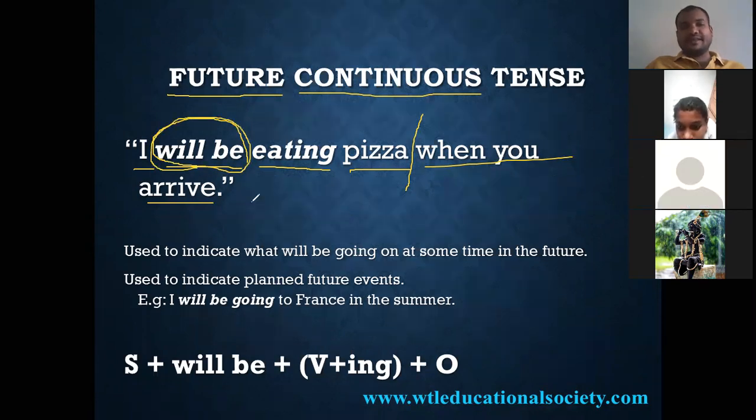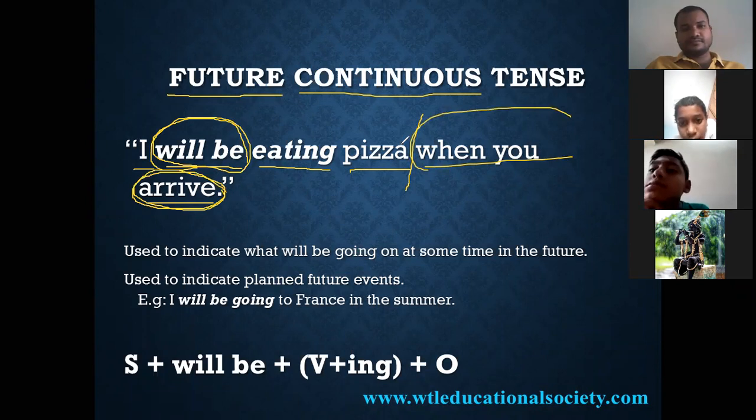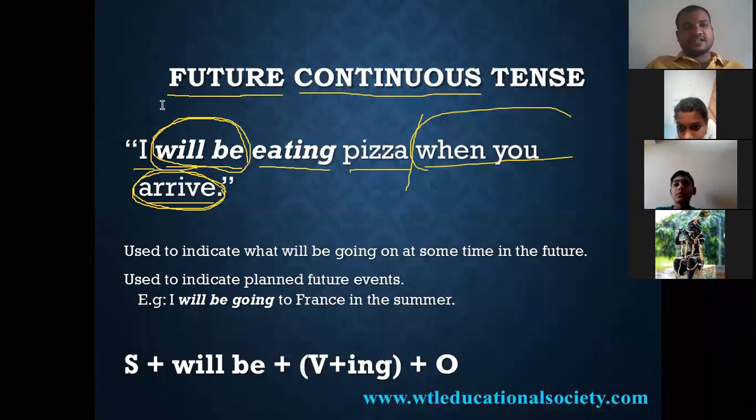And any other change? Time. Yes, sir. Arrive, right? So the time frame also changes. Past continuous means arrived, here, future continuous means arrive, when you arrive. Very good. So I'll be eating. In the past tense, what is the structure? What is the example?